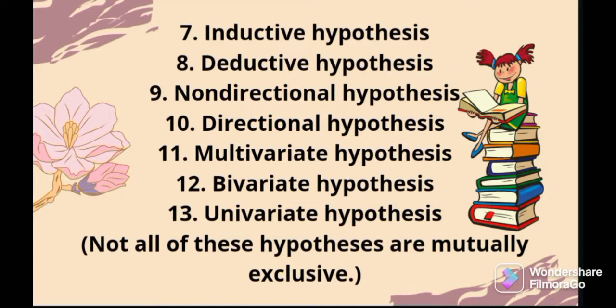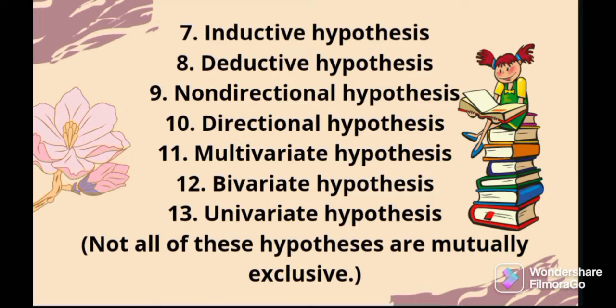Number seven, inductive hypothesis. This is a hypothesis which moves from the particular to the general, or a generalization based on observation. Eight, deductive hypothesis. This hypothesis shifts from the general to the particular, or is a hypothesis derived from the theory. Nine, non-directional hypothesis. A hypothesis which merely indicates that a relationship or differences exist. Ten, the directional hypothesis is a hypothesis which indicates the nature of the relationship between or among variables.